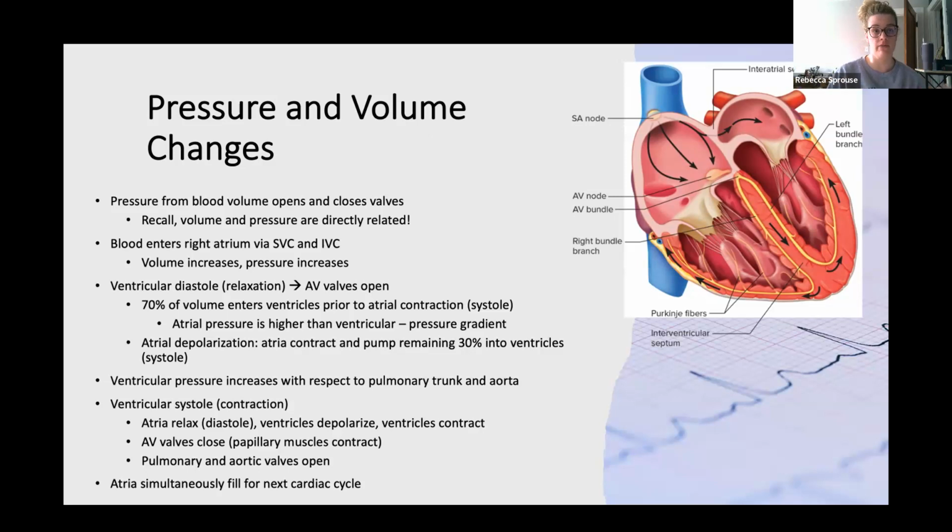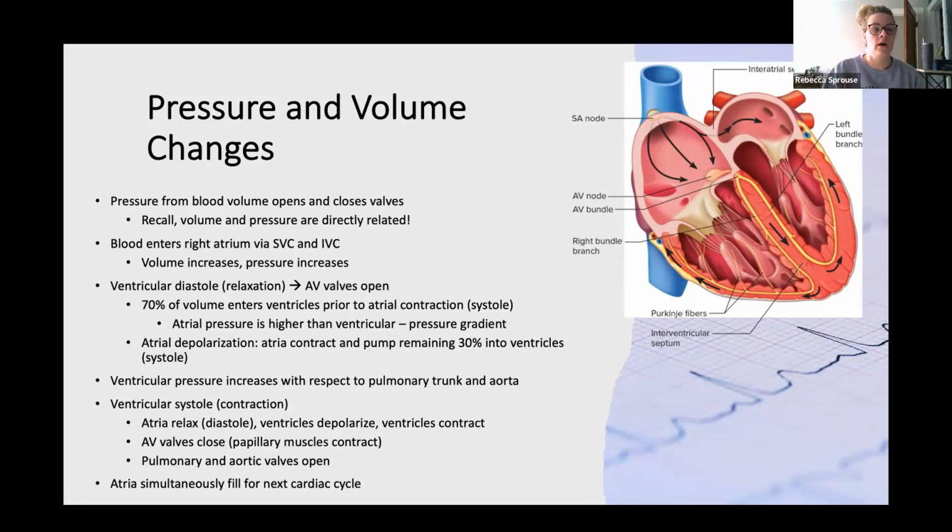right? If they don't have volume, they don't have pressure. So that pressure in the ventricles is exceeding that. That's going to force those valves open. It's kind of like a swinging door, like in a restaurant. That's going to swing those doors open and allow that volume to move through.